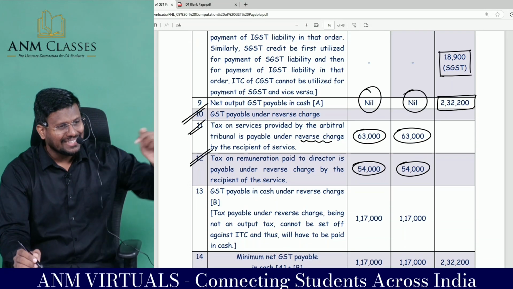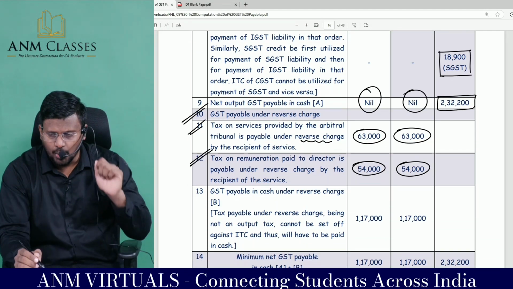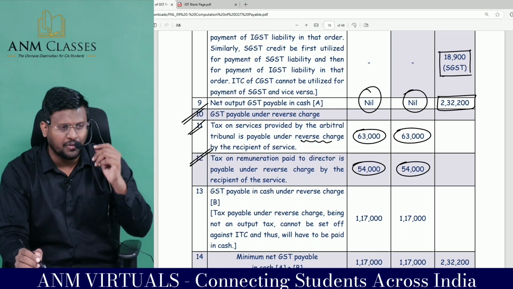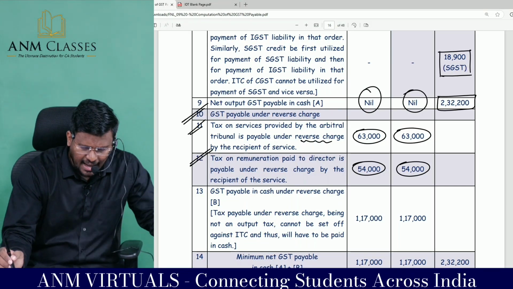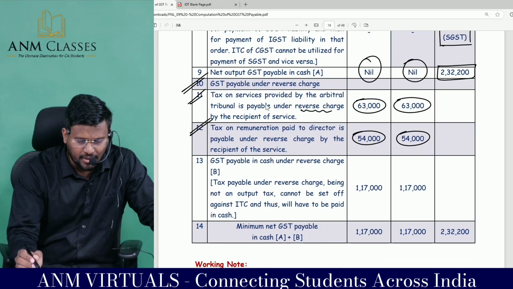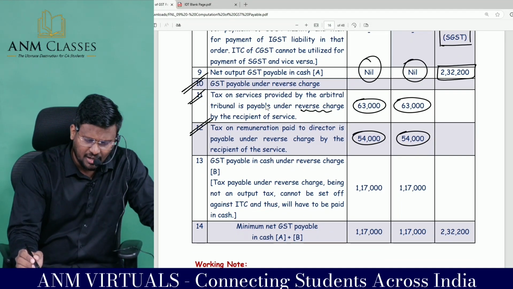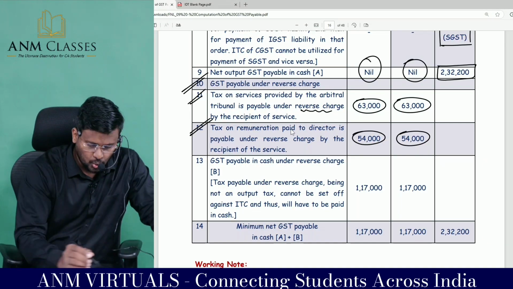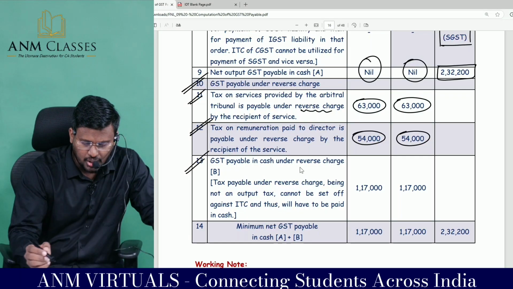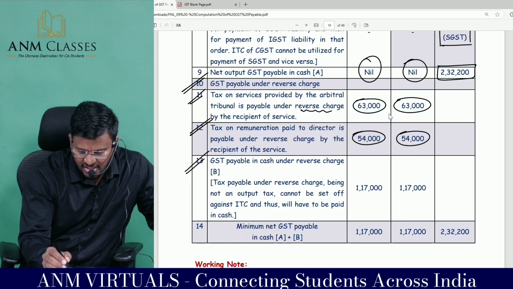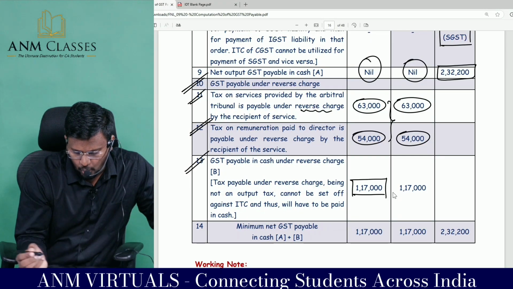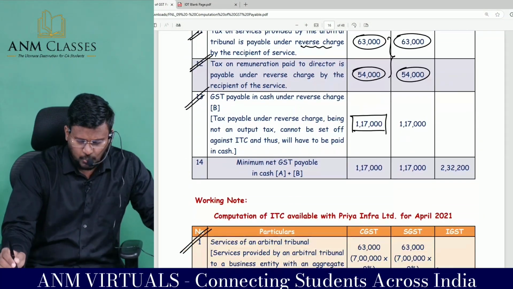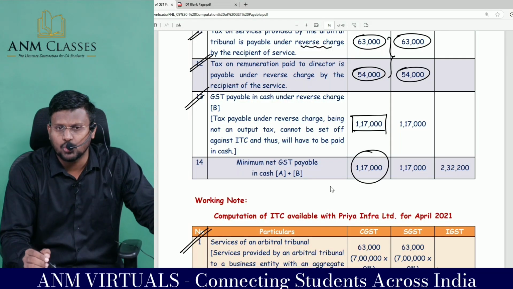But sir, inside this ITC, in order to claim it as ITC, we have to pay from our own pocket. Tax on services provided by the arbitral tribunal is payable under RCM. Tax on remuneration paid to the director is payable under RCM. So GST payable in cash under what charge? Reverse charge. Totally 63,000 and 54,000. 63 plus 54 comes to 1,17,000. There is no output tax liability, 0. 0 plus 1,17,000, the minimum net GST payable comes to 1,17,000.